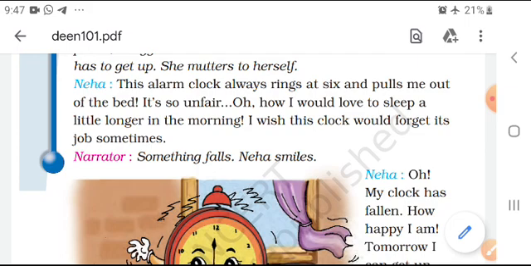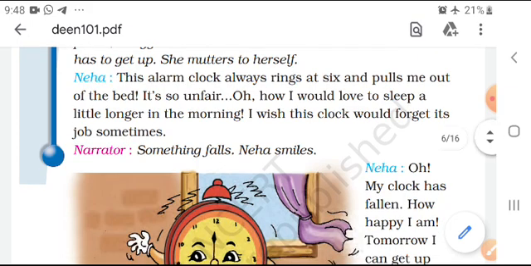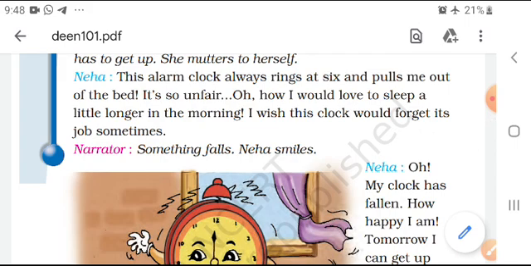I wish this clock would forget its job sometime. Neha is wishing that sometimes it happens that this alarm clock forgets to ring. It means sometimes somehow this alarm clock does not ring, so that at that time I can sleep more.